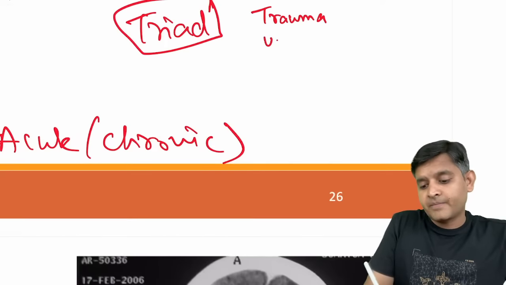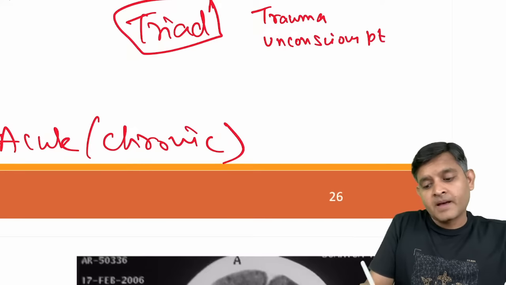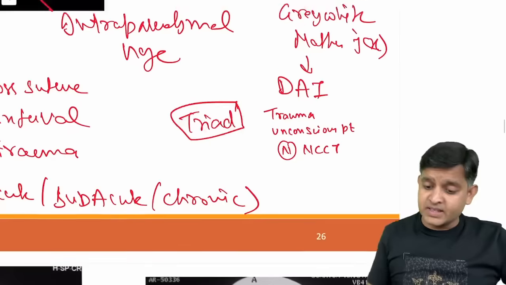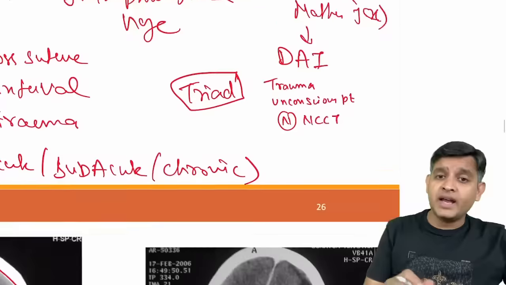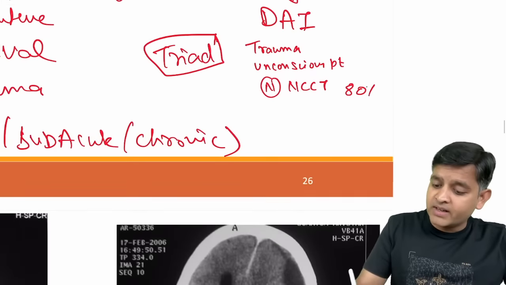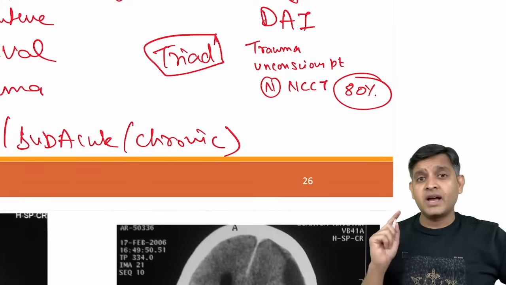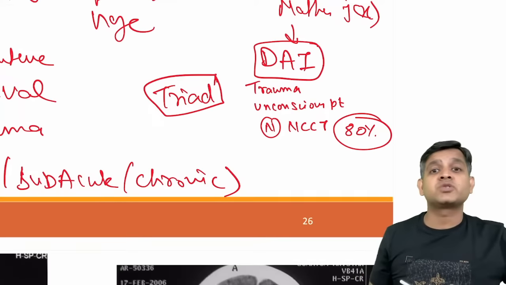Trauma. Unconscious patient and normal NCCT. That means this CT may be seen only in 20% of the patients. In 80% of the patients, CT will be normal. Trauma, unconscious patient and normal NCCT. If you see this, then think of diffuse axonal injury.